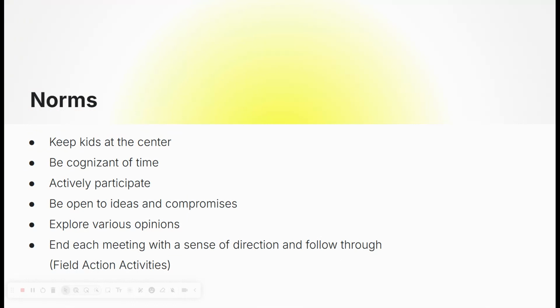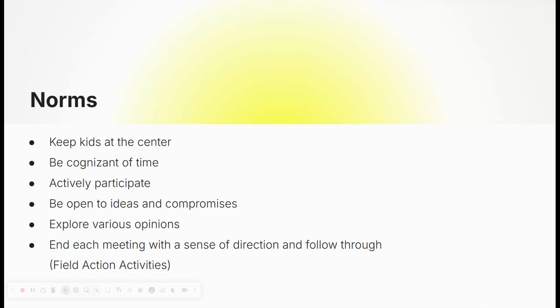So number one, we are here for our students, and so it's essential that we keep kids at the center of our conversations, and we remember that our decisions need to be made based on what's best for students, not what's best for adults. We are limited in the time that we have together, so we need to make sure that we are making the most of it, and we need to be very cognizant of our time.